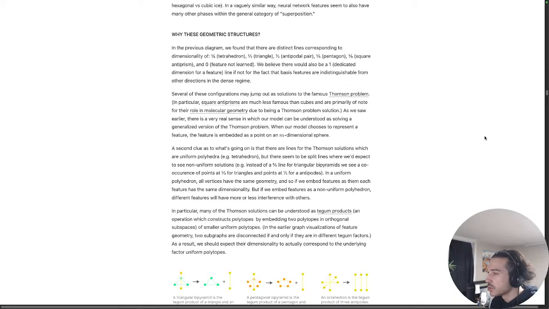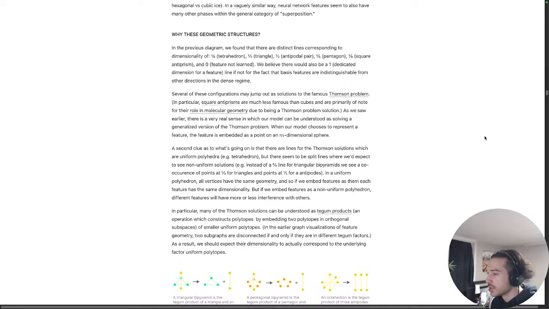A second clue as to what's going on is that there are lines for the Thomson solutions which are uniform polyhedra, e.g. tetrahedron, but there seem to be split lines where we'd expect to see non-uniform solutions, e.g. instead of a 3/5 line for triangular bipyramids, we see a co-occurrence of points at 2/3 for triangles and points at 1/2 for antipodes.